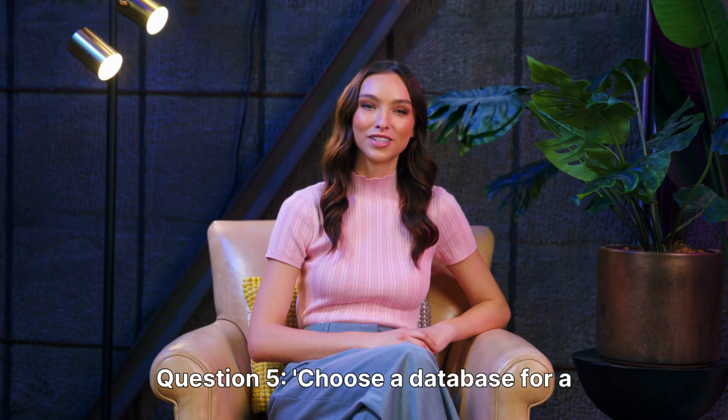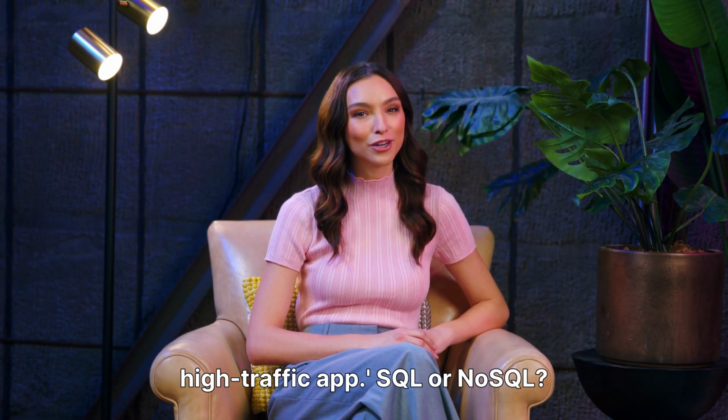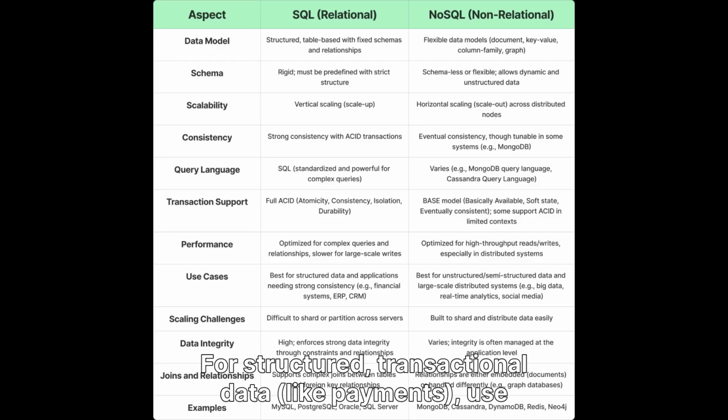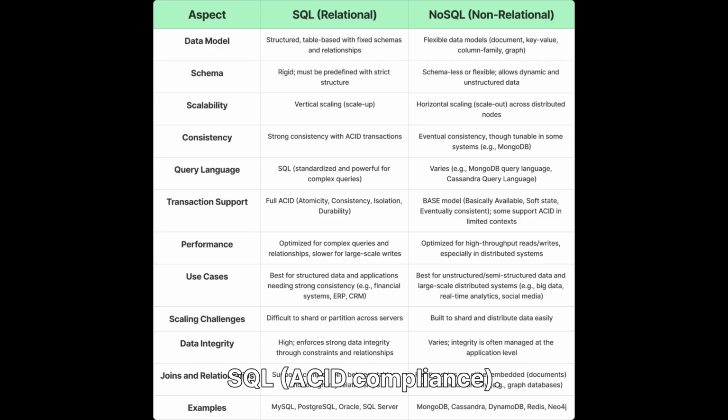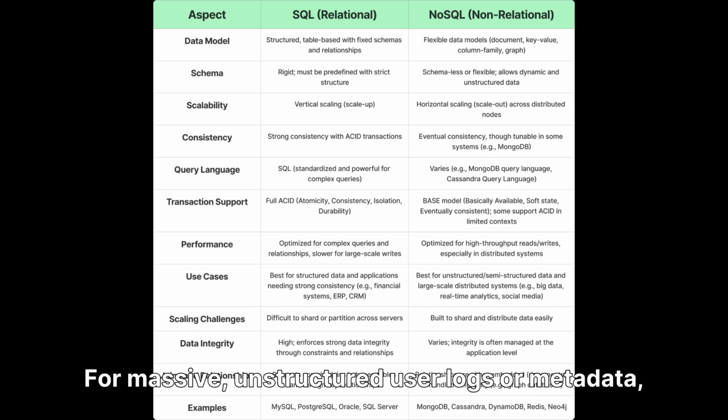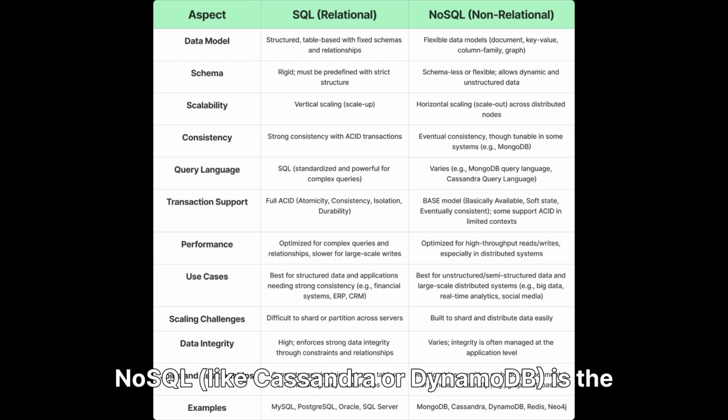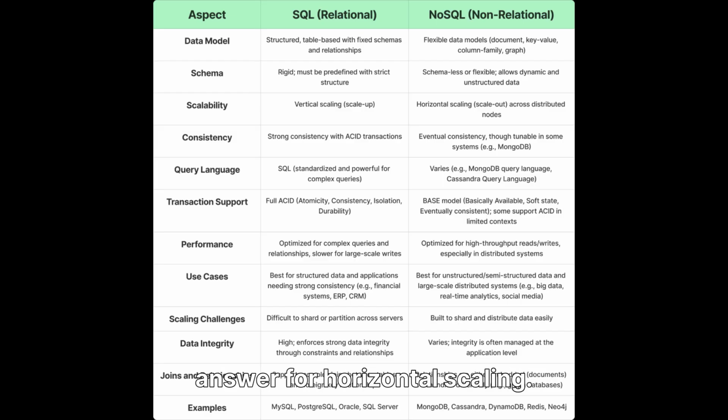Now, system design. Question 5. Choose a database for a high-traffic app: SQL or NoSQL. For structured, transactional data like payments, use SQL, ACID compliance. For massive, unstructured user logs or metadata, NoSQL, like Cassandra or DynamoDB, is the answer for horizontal scaling.